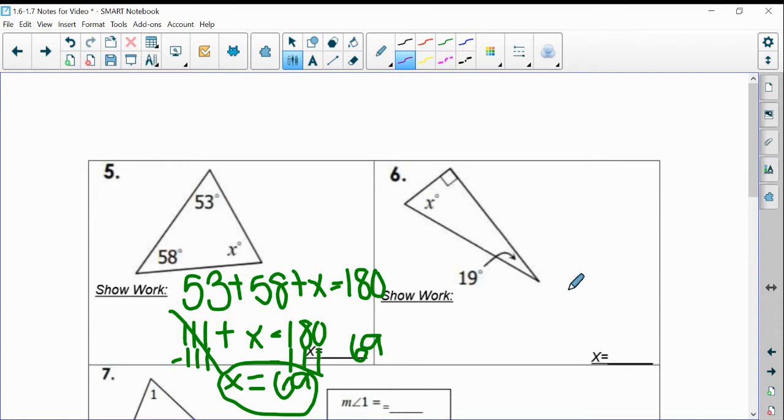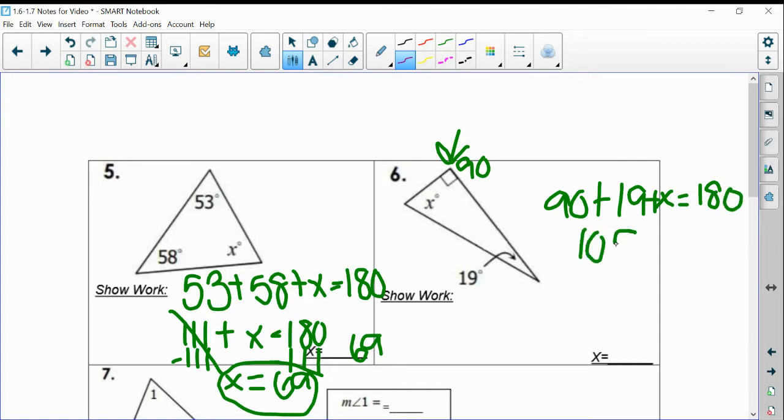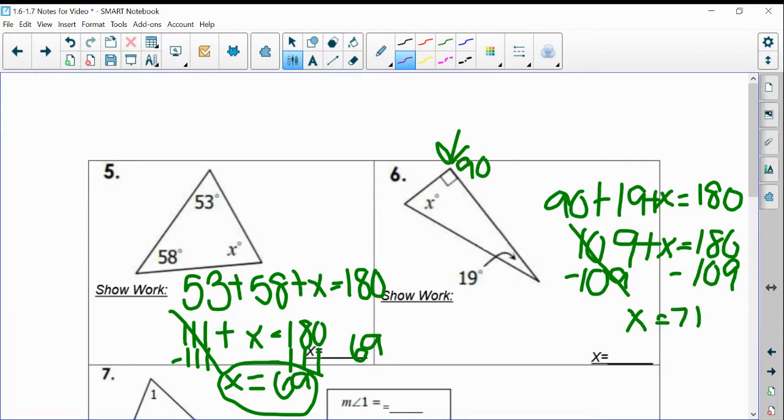Awesome. All right, and then the last one, we started this on the last, I pointed it out. This is equal to 90 degrees, so you should have said 90 plus 19 plus x equals 180. So then 90 and 19 give us 109 plus x equals 180. Go ahead and subtract 109 from both sides. And you should have got that missing angle was 71 degrees.